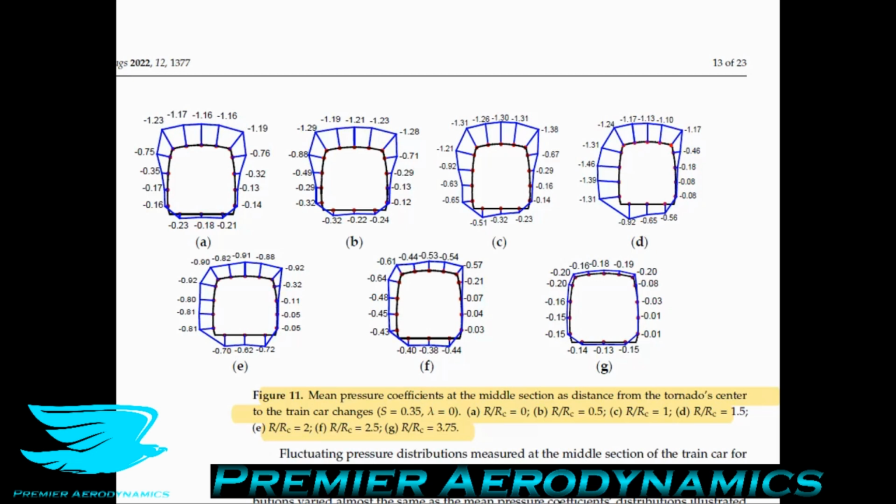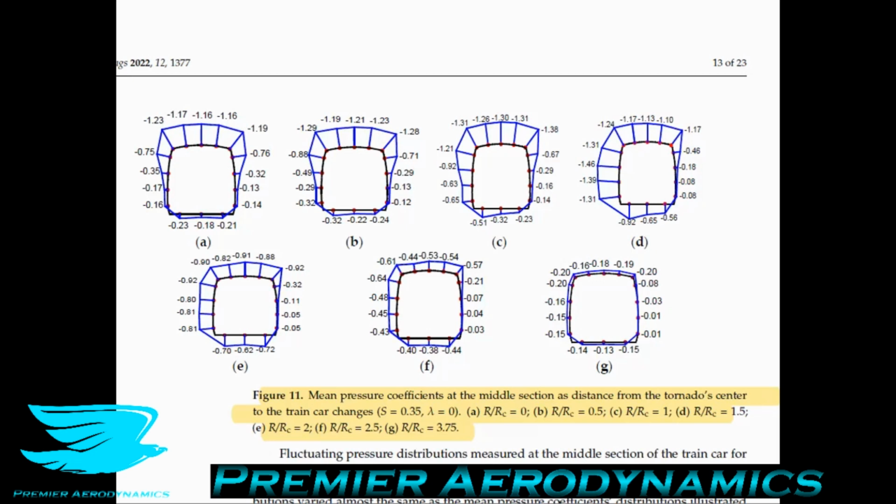So on the one hand, the side facing the tornado sees this local peak when you're at 1.5 radii away from the vortex center. Either side of that, you will get a drop in the pressure on this side. But on the side facing away from the tornado, the further away you go, the lower the pressure becomes. So it decreases monotonically.